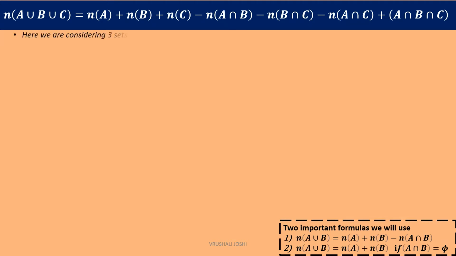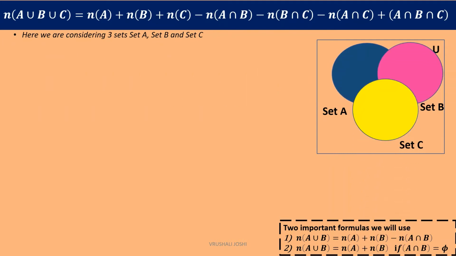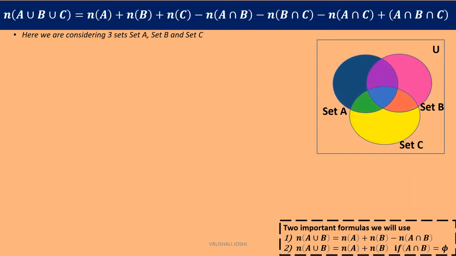Okay, here we are going to consider three sets. Okay, suppose this is the universal set, and we're going to consider three sets. So let's say this is set A, this is set B, and this is set C. Now if you try to take all, this is how it's going to look. I hope the colors tell you very clearly the intersection of each set, right?